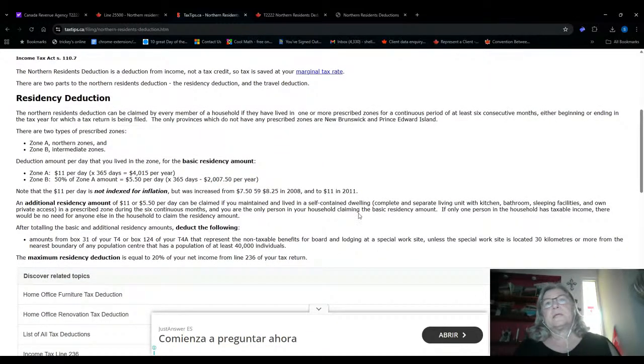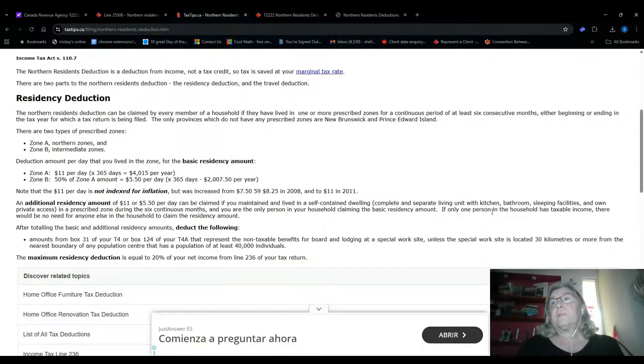Then we're going to go into an additional residency. So you might think, is that double dipping? No, it's not. First you get to claim Zone A, your $4,015 per year. For additional residency, you're allowed to claim it if you maintain and lived in a self-contained dwelling, complete and separate. You have to have your own kitchen, bathroom, and sleeping facilities and your own private access. Again, 6 months. And you are the only individual in the house claiming that basic residency amount.